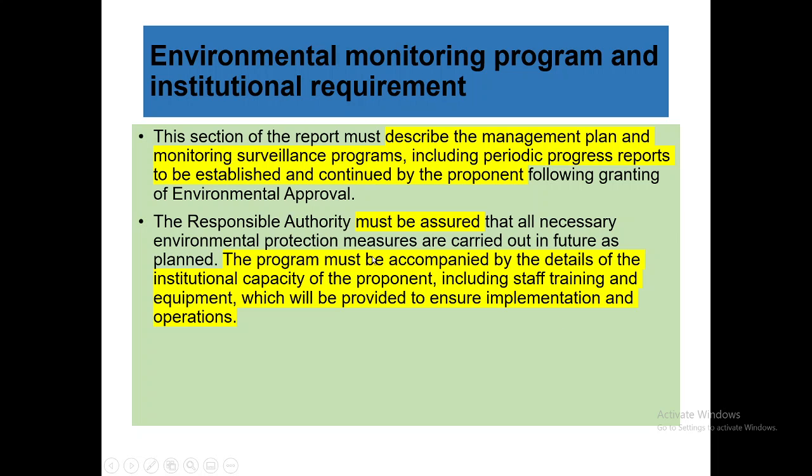So this section of the report must consider the management plan and monitoring surveillance programs after the project. There must be assurance from the proponent to the federal agency that the program must be accompanied by the details of the institutional capacity of the proponent, including staff training. So all these things must be assured by the owner.